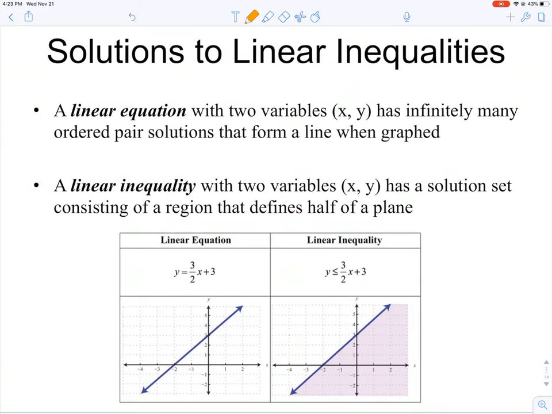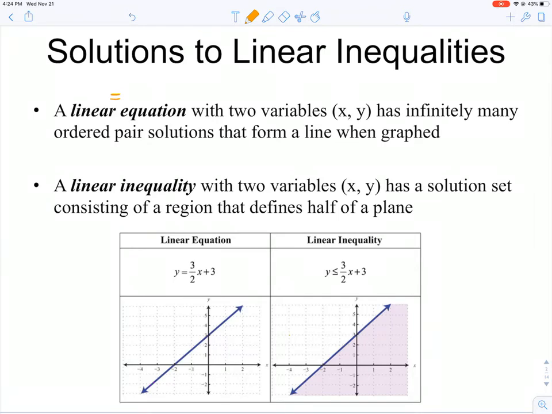Okay, so solutions to linear inequalities. Let's think back. Linear equations with two variables, like why we looked at the different forms of the equation of the line. Whenever you graph a linear equation, the graph is a line. And the solutions to any linear equation, meaning there's an equal sign, are going to be points that lie on the graph of the line. So any ordered pair that represents a point on the line would end up satisfying the equation.